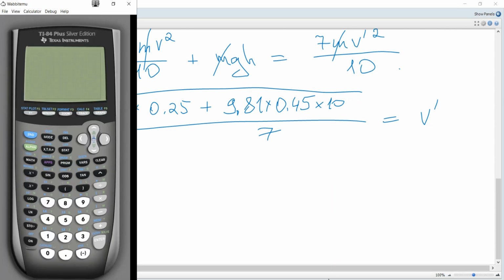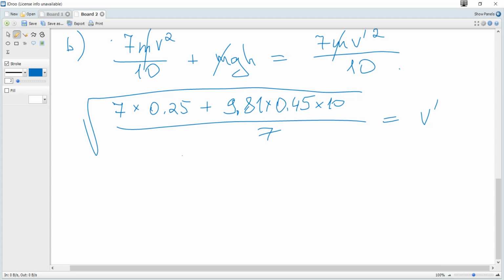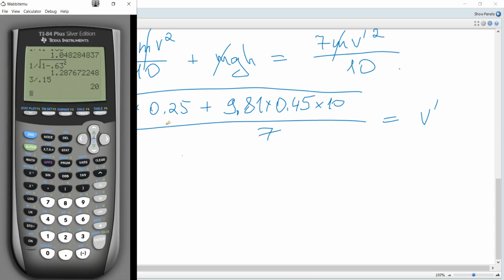And let's just calculate it. So it becomes 0.25 plus 9.81 times 4.5, divided by 7, and then the square root of the answer, and it's 2.56 meters per second.